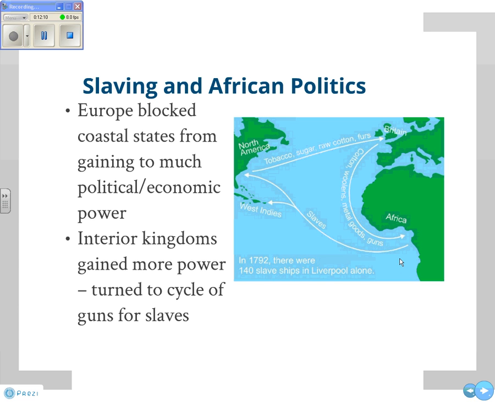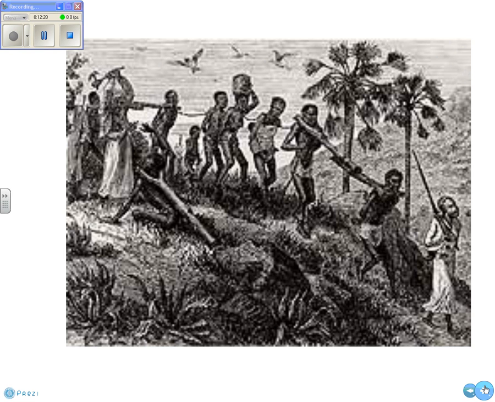I liked this picture because this shows the triangular trade. Slaves coming to the Americas, raw materials, tobacco, sugar, raw cotton, and furs headed to Europe. And then Europe sending cotton, woolens, metal goods, and guns to Africa.